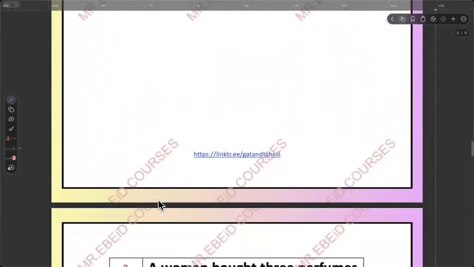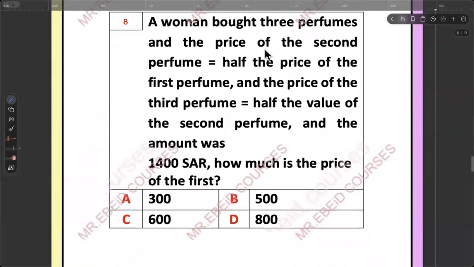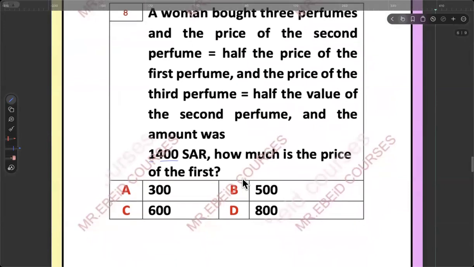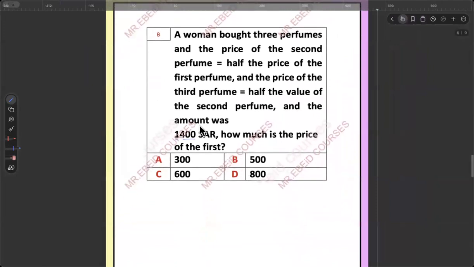Let's move to the next question. Very important question. A woman bought 3 perfumes and the price of the second perfume equals half the price of the first perfume. And the price of the third perfume equals half the value of the second perfume. And the amount was all in all 1,400 riyals. How much is the price of the first? We have a method to answer this question. Let me zoom it out.